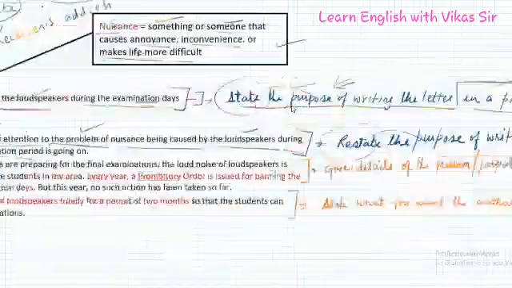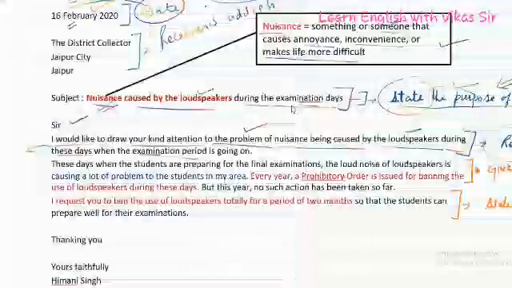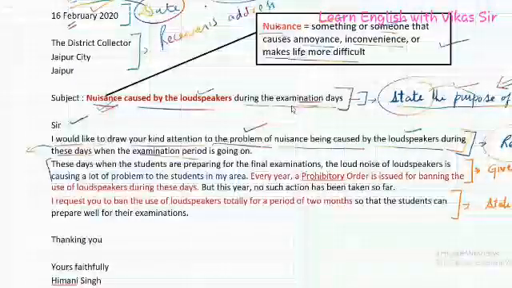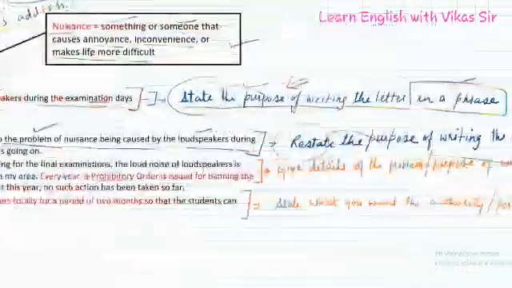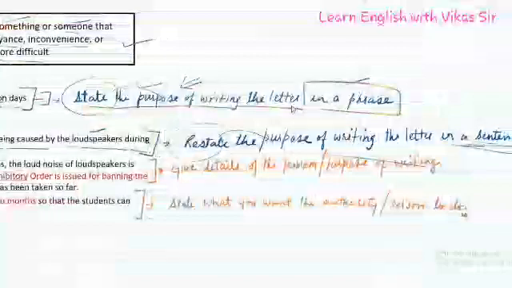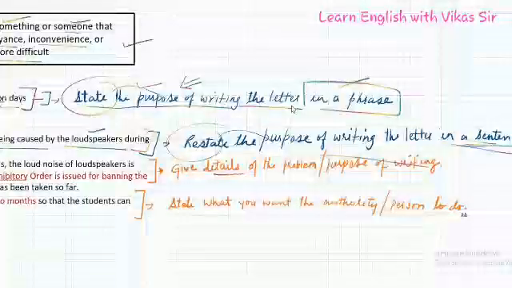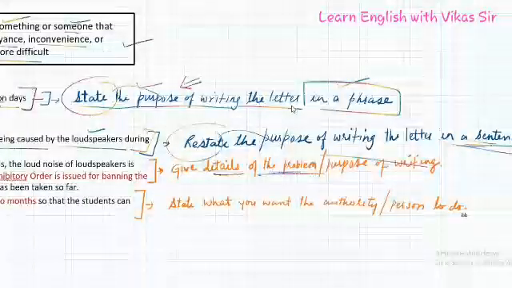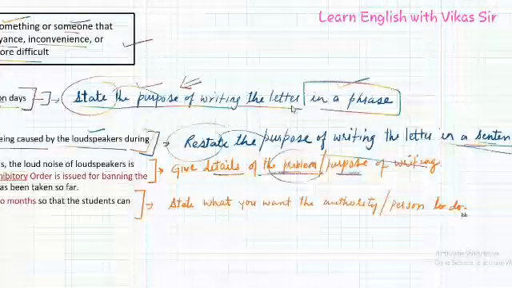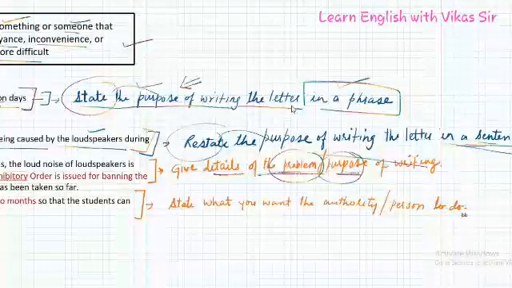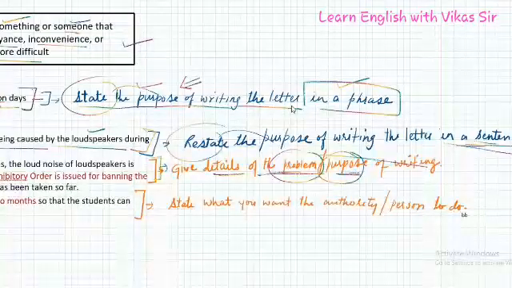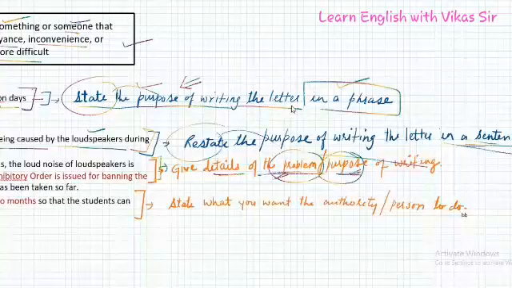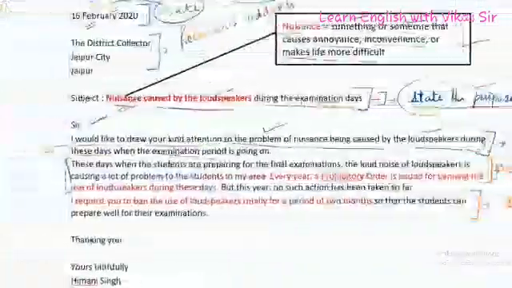Once it is done, we have to come to the main part of the letter. Here we give the details of the problem or the purpose. What is the problem, or what is the purpose of writing the letter? In these lines, the mid part or body of the letter, we give the details about the problem or the purpose of writing the letter. So let's see it.